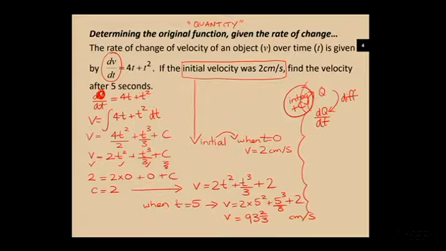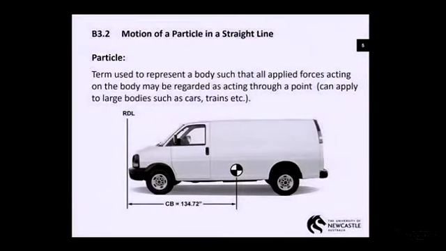So the middle part of this is going to be all of our motion of a particle. Okay? So this is us talking about a particle. So whether it be, you know, a car, as Dave has put here, the term is used to represent a body. So anything at all, but a body such that all applied forces acting on the body may be regarded as acting through a point. So I'm going to call it a dot more so than a car. Can apply to large bodies such as cars and trains and so on. So we're about to follow this dot. Right? It's the car if you want to call it the car, it's the train if you want to call it a train, but our job is going to be to follow that dot.